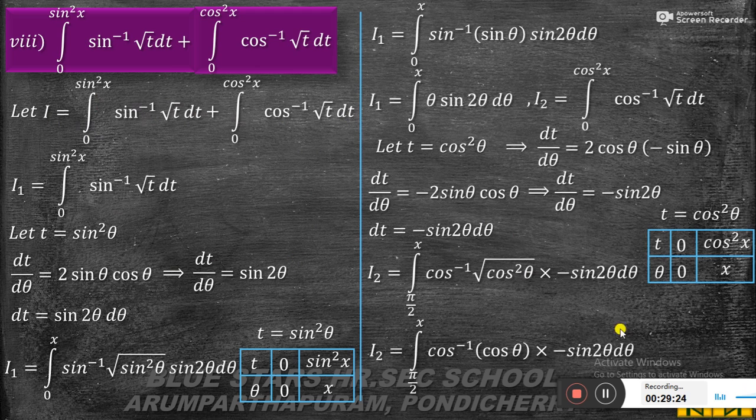So the next step, now I write that this is the I1 integral, this is the I2 integral. So I write I1 equal to integral 0 to sin²x of sin inverse root t dt.